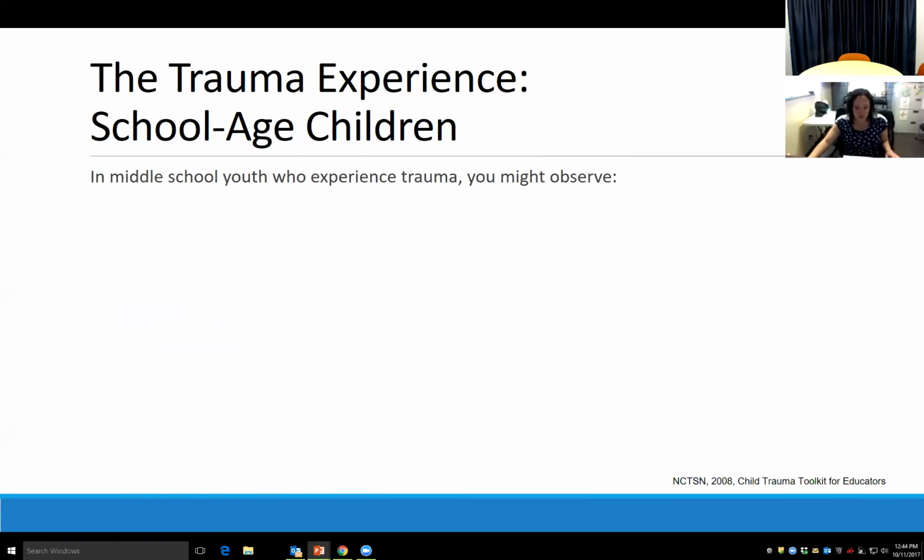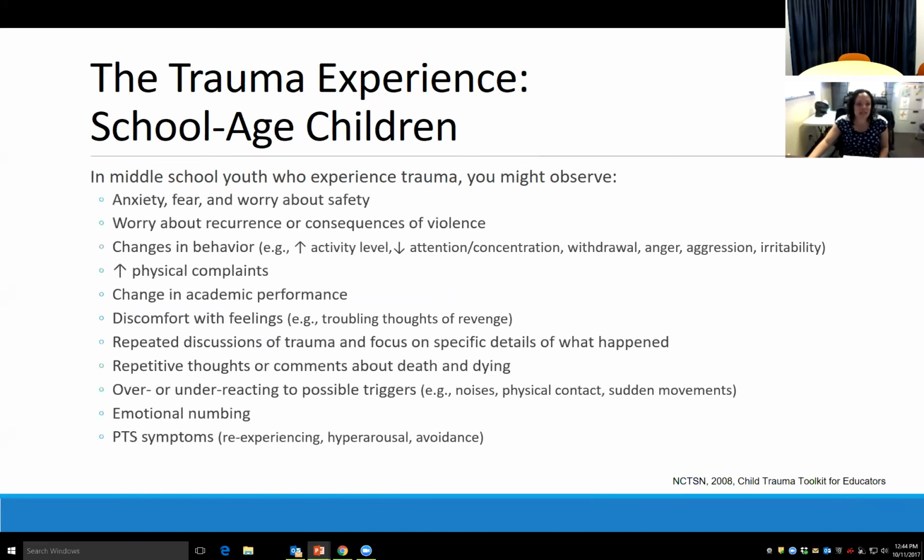In the middle school age group, we see, again, a lot of similarities, but some subtle differences. We see the fears about safety. We start to see worries about recurrence of the trauma or about the consequences of violence or trauma. And this is, thinking about as they get older, to this preteen, teen age, they really can start to think a little better long term, right? So they're not just thinking of what's happening to me now, but also what might this mean? Might it happen again?